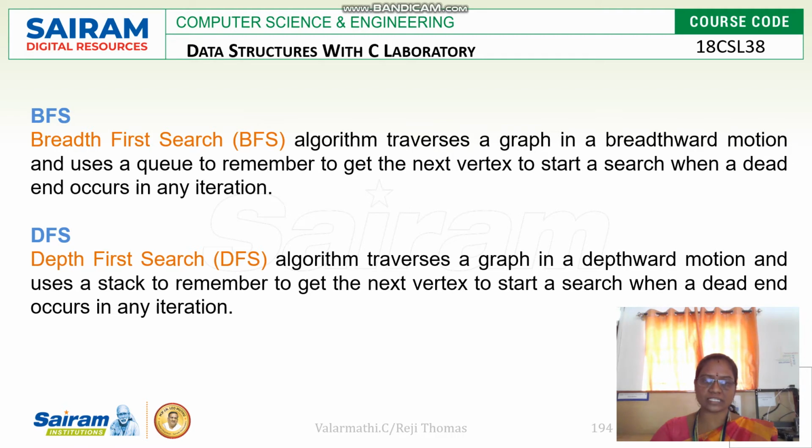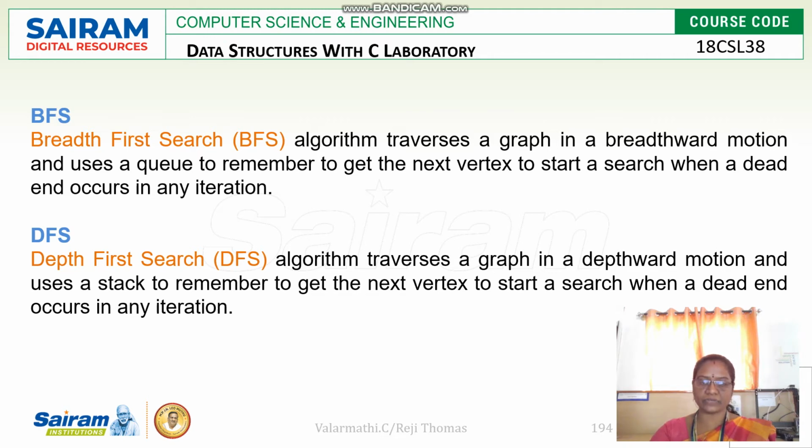The next is the searching algorithm. For traversing the graph, two kinds of algorithms are used. One is breadth first search, another is depth first search. Breadth first search, that is BFS, traverses the graph in a breadthward motion and uses a queue to remember the next vertices from which to start the search when a dead end occurs in any iteration.